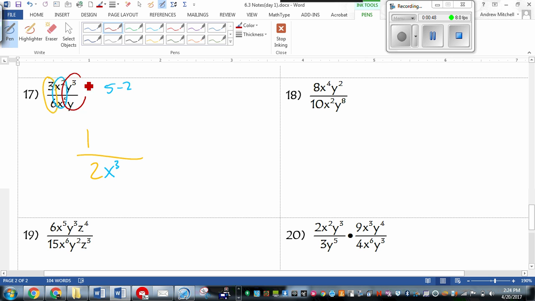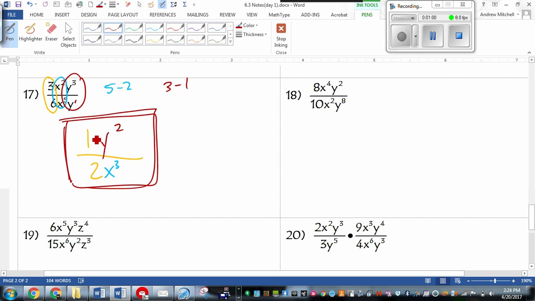Then we want to look at the y's. The bigger y is on top, so we're going to have a y ending up on top. And we have to subtract the exponent. So 3 minus 1, we get y squared. So we can write it like this, or we don't really need the 1 on top. You can write it as y squared over 2x cubed.